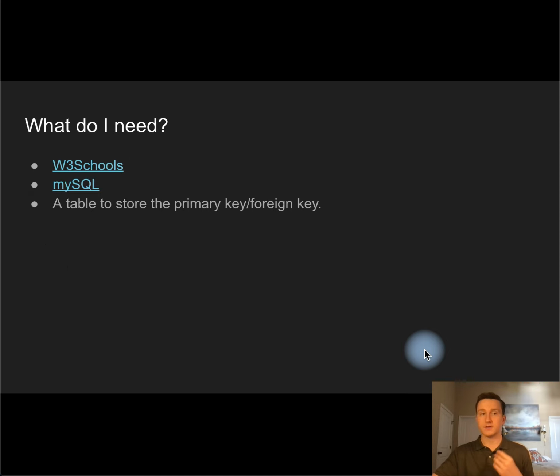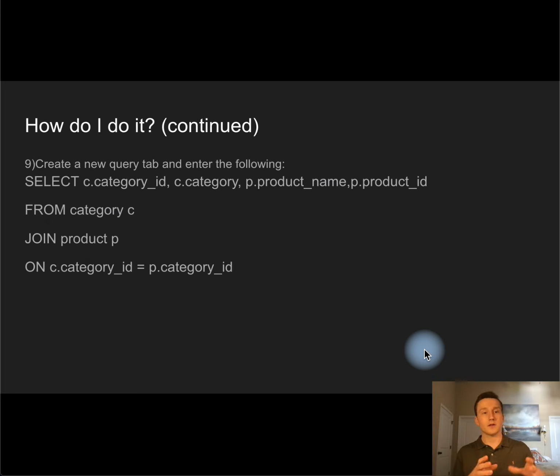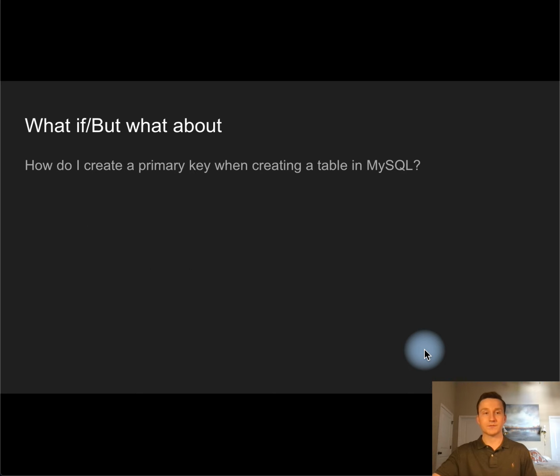So what do I need? W3Schools SQL in MySQL, and a table to store the primary key or foreign key. How do I do it? This example shows how to use the JOIN statement. We're going to go on to the next slide to look at the next steps. Here we're selecting by the ID from a category, and we're joining on the product P table. This example uses a table alias to join the tables.